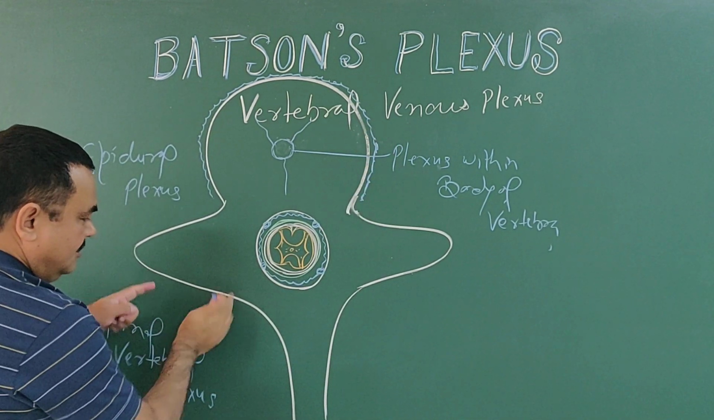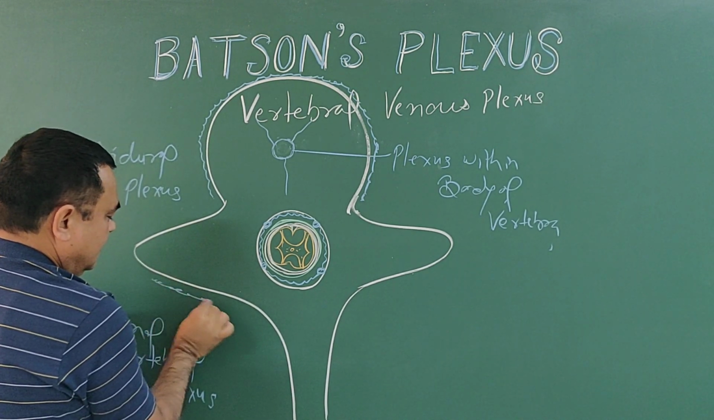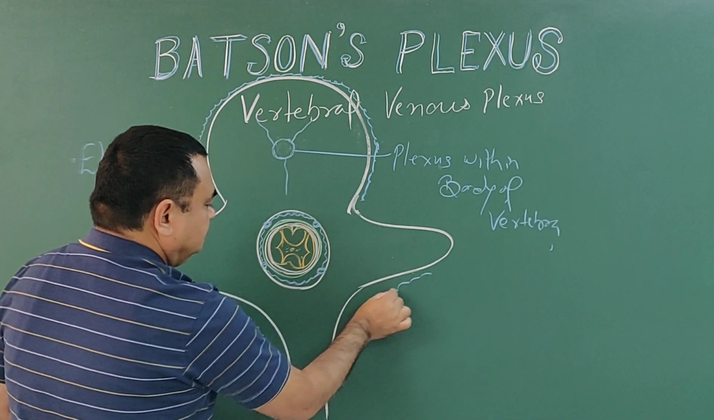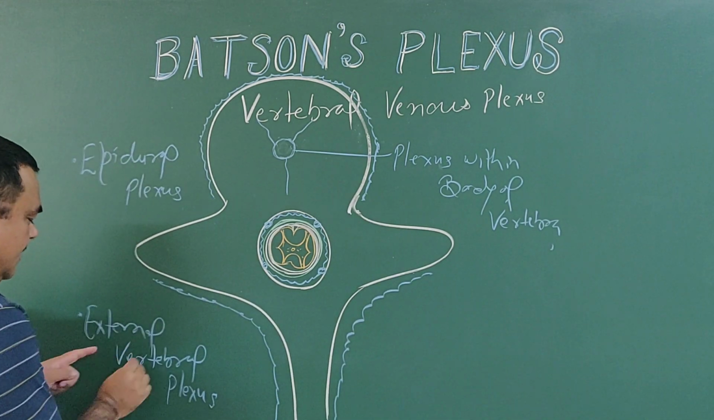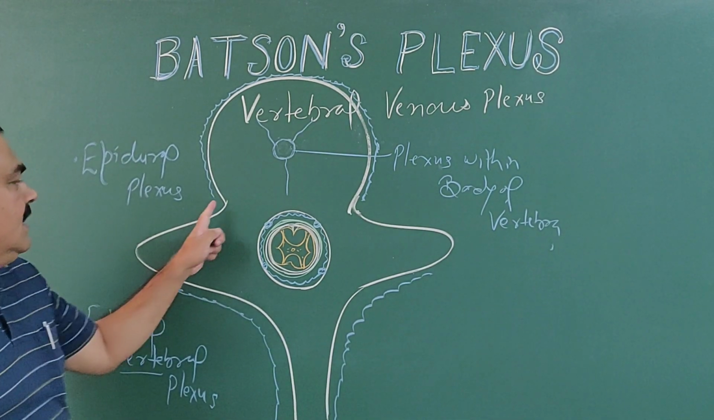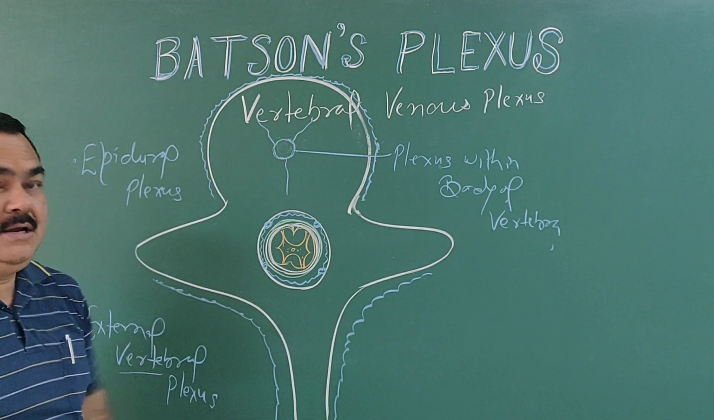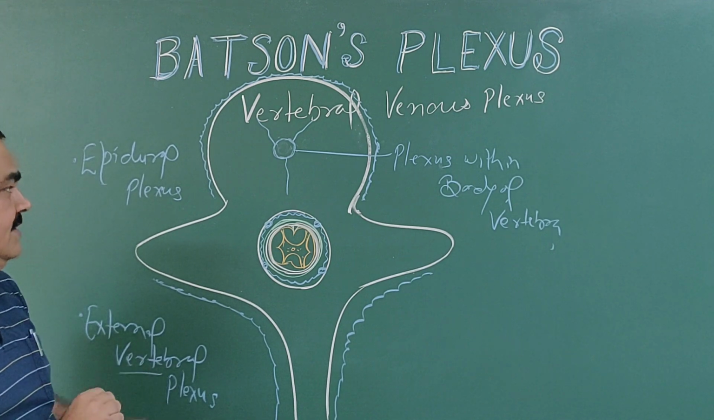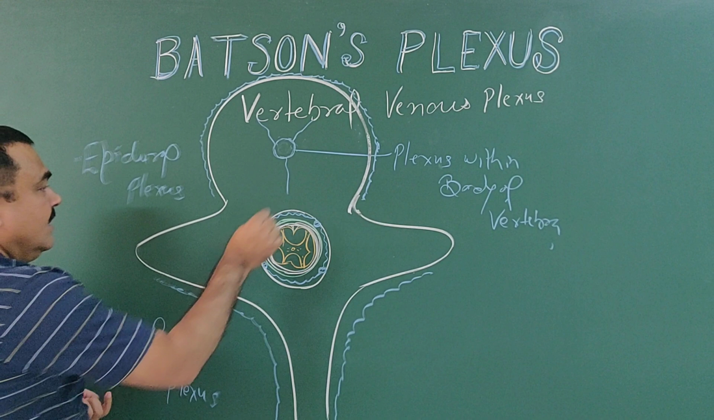And posterior to this lamina and transverse process, this plexus is the posterior plexus. So the external vertebral plexus is divided into anterior and posterior external vertebral plexus.